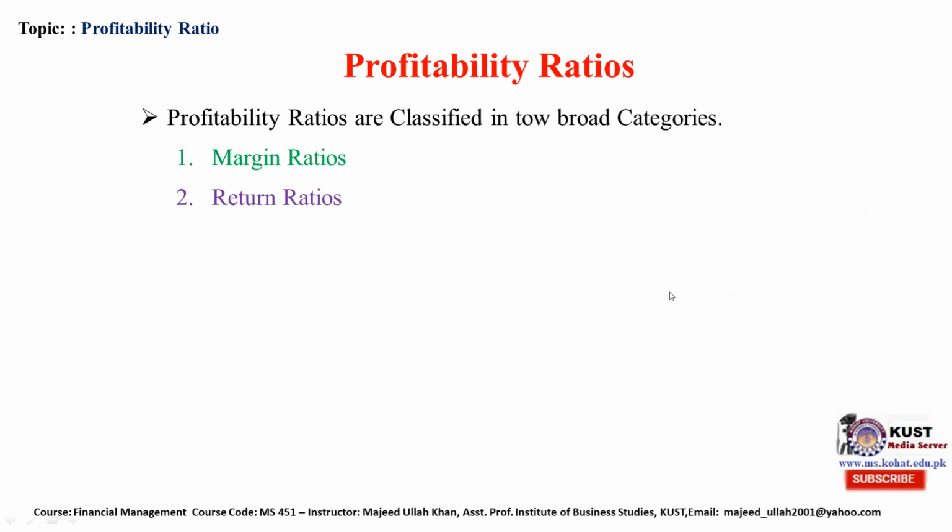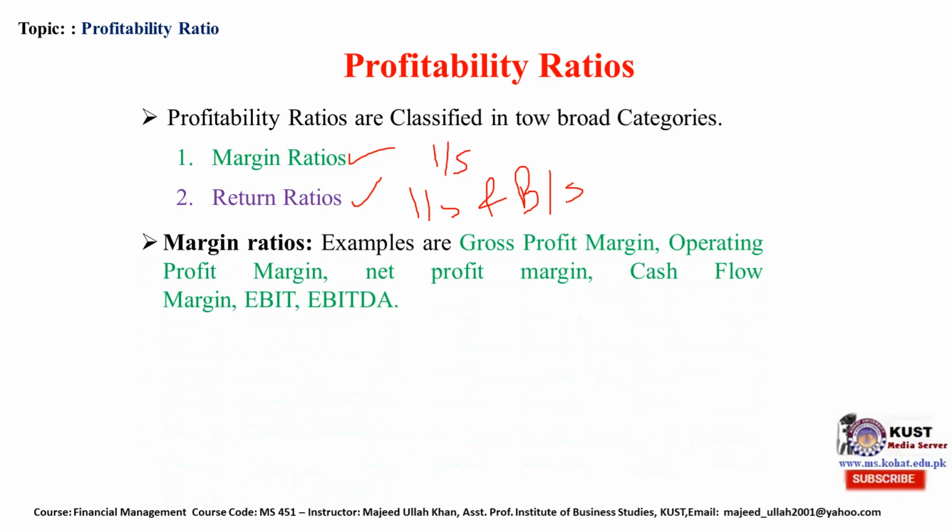Profitability ratios are broadly classified in two categories. One is margin ratios, which are solely calculated from income statement figures, and the other is return ratios, which are calculated from income statement and balance sheet figures. We will use both the income statement and balance sheet in return ratios.